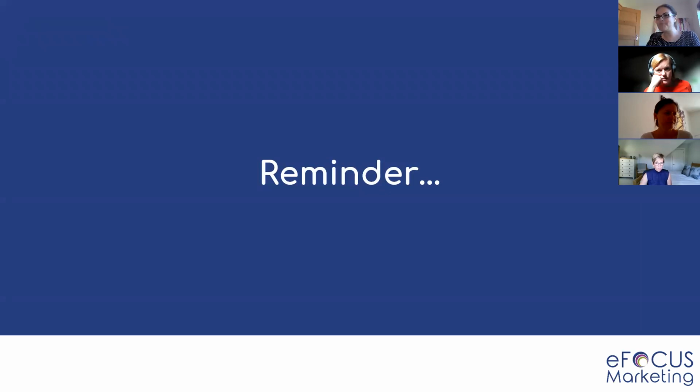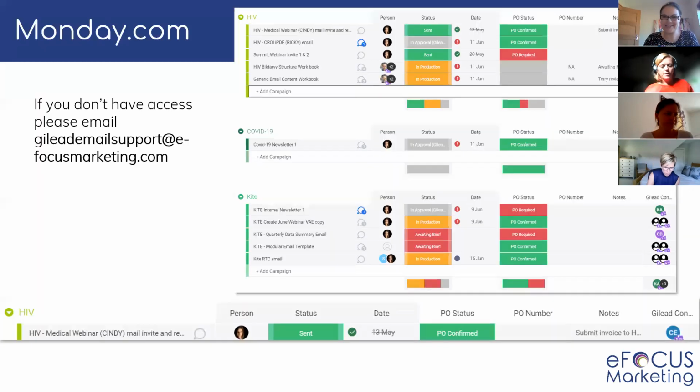So let's do our little reminder section today. The first thing is to make sure that you've all got access to monday.com. We're using this to track our one-to-many emails, which at the moment are sent through Marketo. Within this system, you will see for each of your different teams what emails you have happening at the moment, whether they're in production, whether they're awaiting briefs, whether they've got a PO confirmed, and you're all connected into each of those tasks. So you're all tagged against your individual tasks.